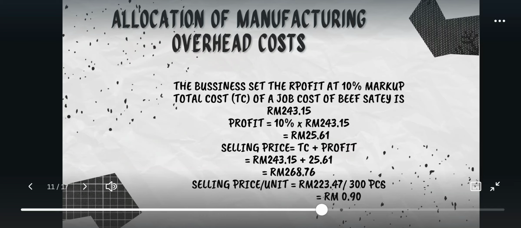And selling price, the formula is total cost plus profit. So 243 ringgit and 15 cents plus 25 ringgit 61 cents. The answer will be 268 ringgit 76 cents. And lastly, for selling price per unit, 268 ringgit 76 cents divided by 300 pieces. The answer will be 90 cents.